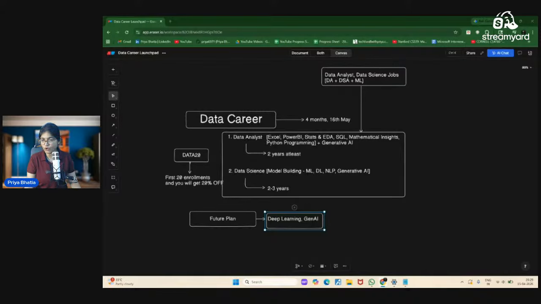So I'm looking forward to it. Let's see how many people will be there in the batch. Definitely, I am eager to start this journey from the 16th of May. I think the 16th is a Saturday. That's why I have mentioned the 16th of May. So looking forward to it.